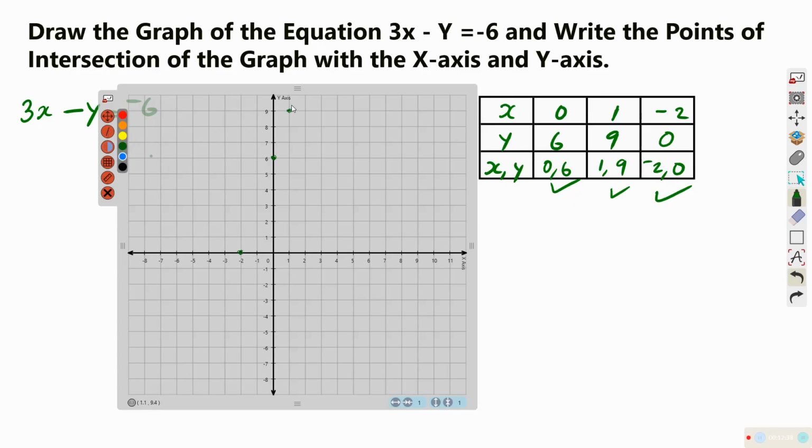This is the graph of the equation 3x minus y is equal to minus 6. We will write that, and we will put an arrow for the line drawn, and we will mark the points and denote it with x-axis, y-axis value. Then the graph is done.